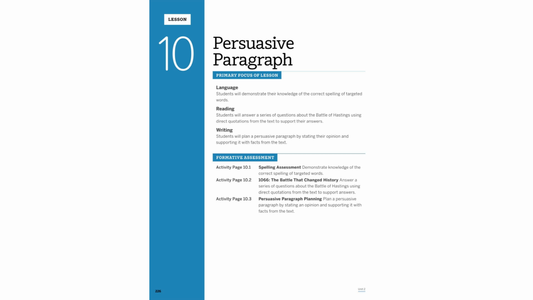Students will explore the Battle of Hastings using direct quotations to answer questions. This approach enhances comprehension and critical thinking. In writing, they will plan a persuasive paragraph, stating opinions and supporting them with textual evidence. This exercise strengthens argumentation skills and reinforces the importance of evidence-based writing.